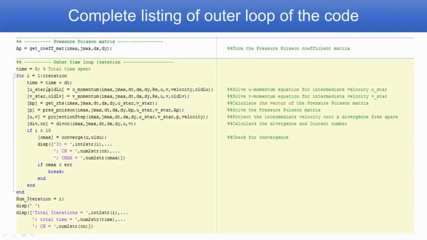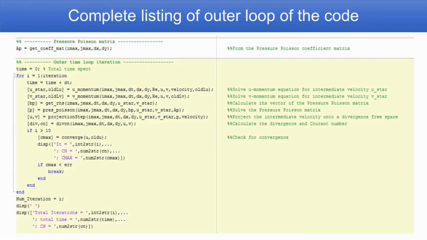So, time is equal to time plus dt, which is also defined. u star comma old u equals u momentum with the corresponding arguments. Similarly, v star comma old v equals v momentum with the corresponding arguments. So, these two lines represent solving the u and v momentum equations for the respective velocities, that is u star and v star. Then we know the pressure Poisson equation has a right side term and a left side term. So, this BP is calculating the right side term of the pressure Poisson equation.